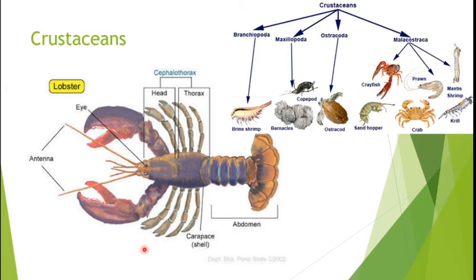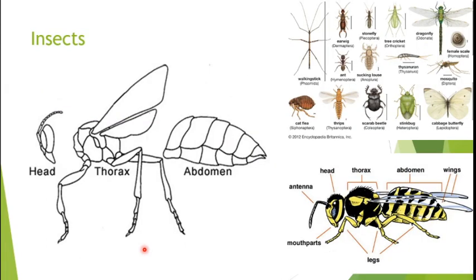Right, the last group, the insects. In this group, we find 3 segments: a head, a thorax, and an abdomen. In the thorax, we find 3 pairs of legs. Let's see here: 1, 2, 3, 4, 5, 6 legs, plus 1 pair of antennas in the head. In some cases we can find that they don't have wings, and we can find them with 2 pairs of wings.